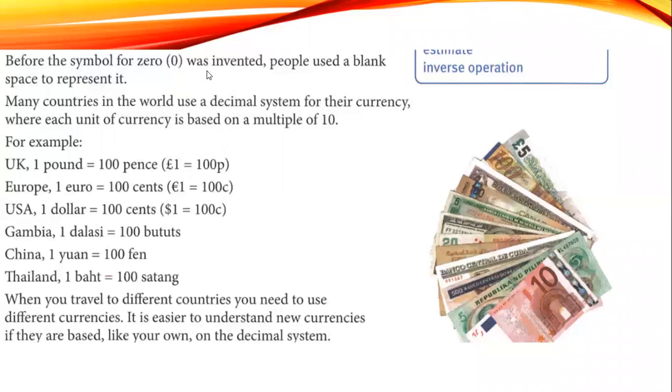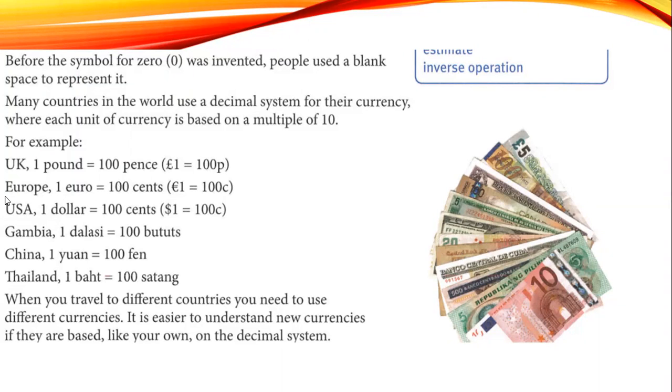Okay, now here, before the symbol zero was invented, people used a blank space for representing it, like that. So they were just representing these things like that. Many countries in the world use decimals. They are using a decimal system for their currencies, where each unit of the currency is based on the multiple of cents. So they don't have 1, 2, 3, they just have 10, 5, 500, 200, 20. So it's a multiple of 5.